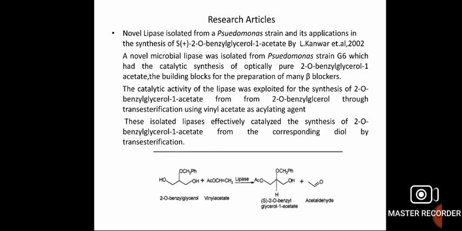The authors are L. Kanwar, S. Hazarika, N. N. Datta, A. K. Hazarika, and Pranab Goswami. It was published in the year 2002.